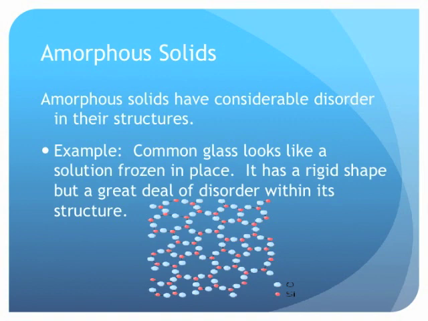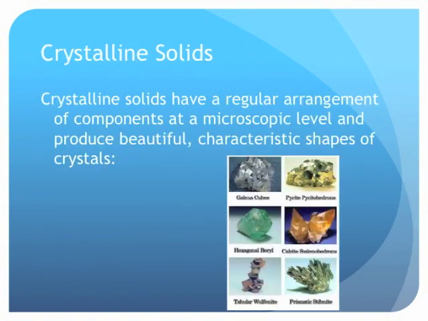When looking at amorphous solids, glass is the most common example. There is considerable disorder in the structure, and the picture I have on the slide here shows that even though the formula is repeating itself, it almost looks like a solution frozen in place. It has a rigid shape, but there's not a lot of order and structure to it.